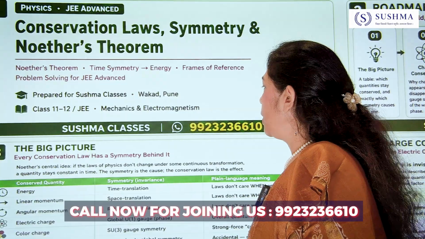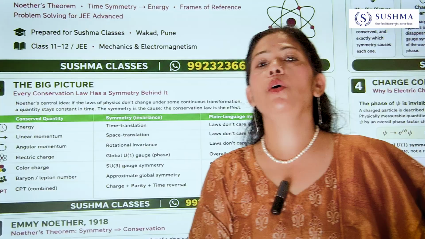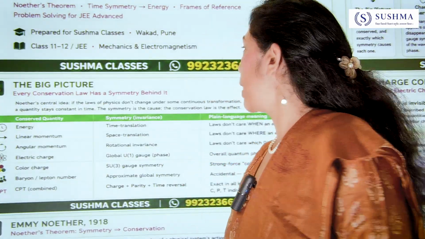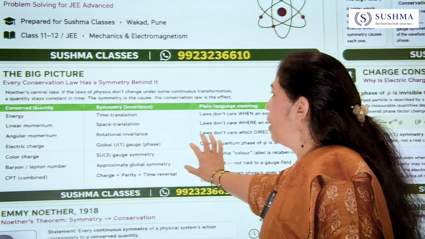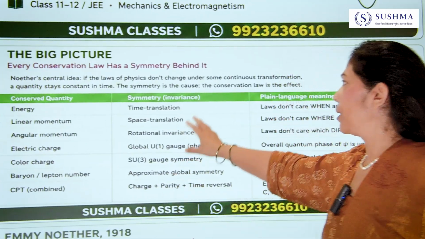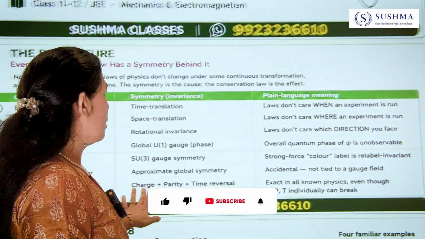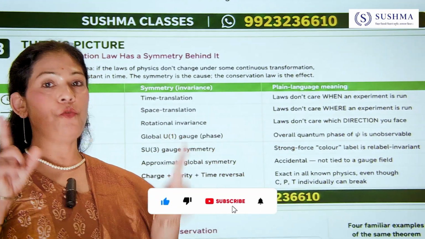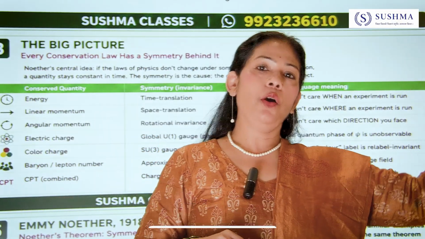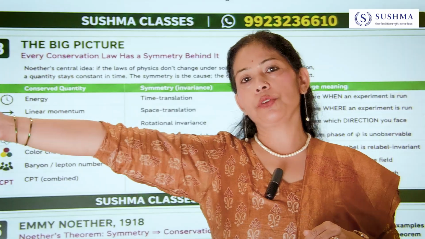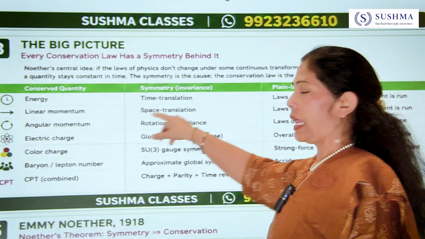If we talk of the bigger picture, every conservation law emerges out of some kind of symmetry behind it. Let's talk of energy conservation. Energy conservation is because of time translation. What does this mean? This means that laws don't care when the experiment happens. You do the experiment now, or a few days back, or a few days later. If the laws don't care, then energy conservation will hold.